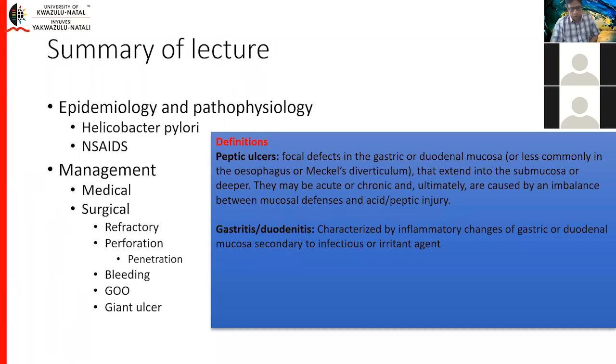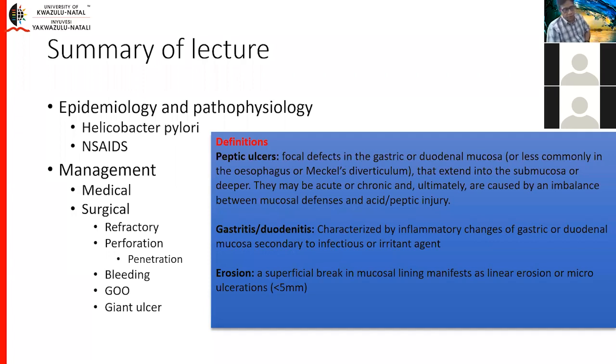Okay, so the definition of gastritis and duodenitis is listed. We're then going to move on to erosions. Now, it's important to appreciate that erosions are very similar to peptic ulcers, except that there is a size difference. So erosions are also a break in the mucosal lining, but they tend to be less than 5 millimeters. So if you see on endoscopy, for example, a break in the mucosal lining, but it's less than 5 millimeters, that would be an erosion. However, once it progresses beyond 5 millimeters, then that becomes a peptic ulcer.